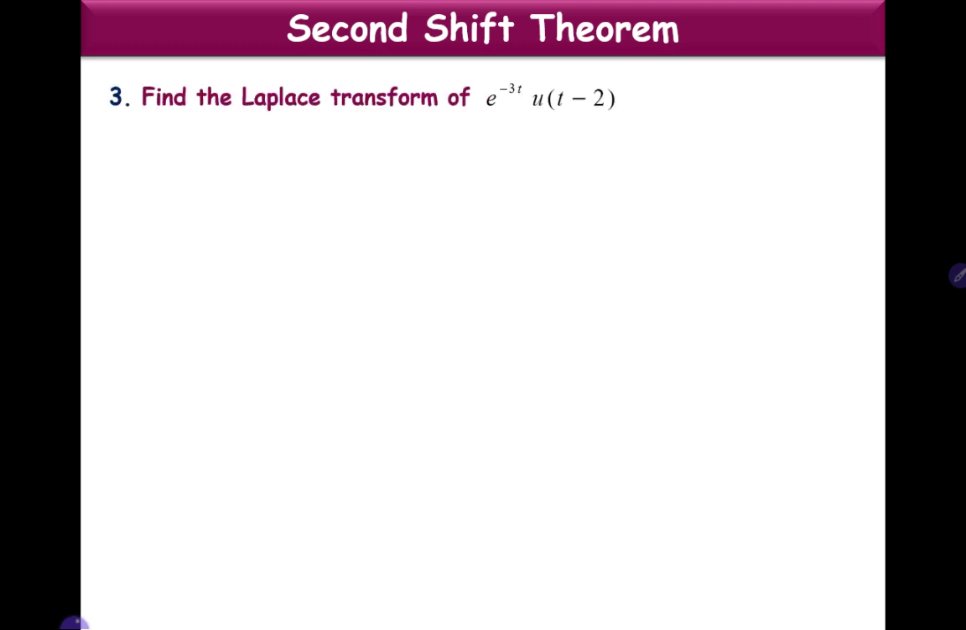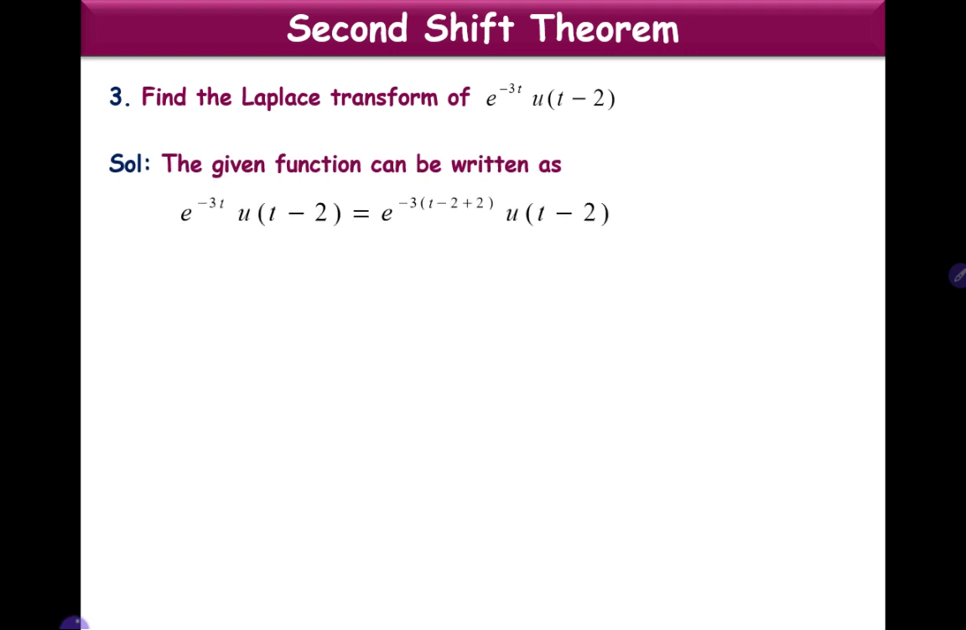Next we are asked to find the Laplace transform of e power minus 3t into u of t minus 2. So here we can apply the second shift property, provided we have f of t minus a here. We have e power minus 3t into u of t minus 2. So here also, if this function can be written as f of t minus 2, then we can apply the second shift property. But here we have only t, minus 3t. So to write it in terms of t minus 2, we add and subtract 2 to the exponential term.